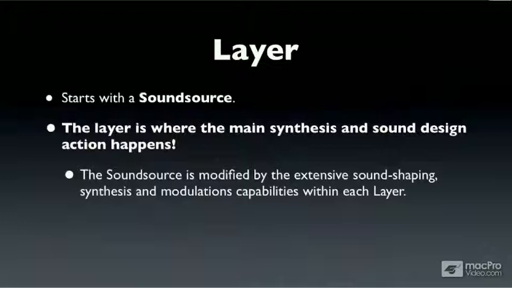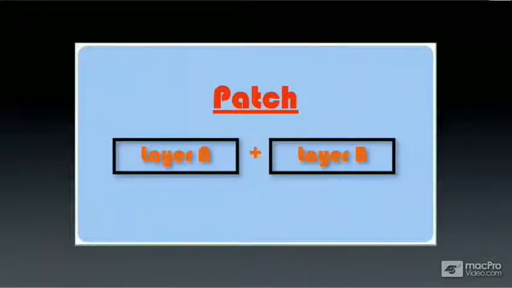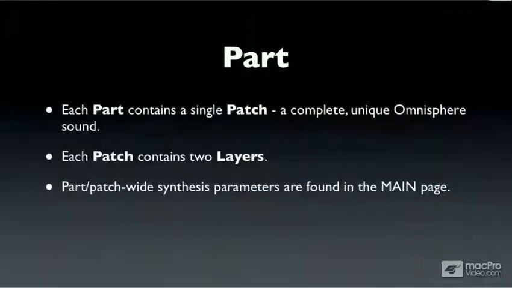Two layers together are contained within each patch. A patch is a fully realized sound or program in Omnisphere. It can contain one or two layers, and it also contains patch-wide performance controls and parameters as well. The terms patch and part are used almost interchangeably in Omnisphere, because you can load up to 8 parts into each instance of the plugin, and each part contains a single patch. So, the patch is the complete Omnisphere sound contained within a part. Each patch can contain up to 2 layers, which begin with sound sources.